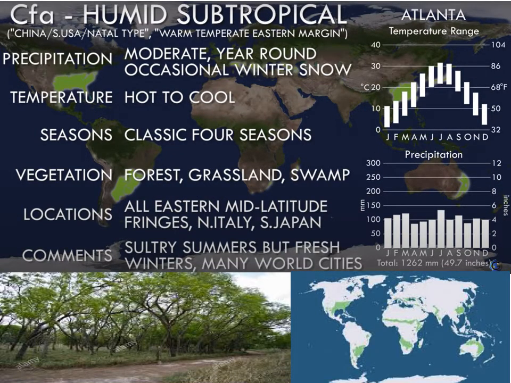Then CFA, humid subtropical. It lies in similar latitudes as the hot desert. These areas are toward the eastern frontiers of the continents. However, they experience tropical summer but cool winter and rain all around the year. These house an enormous population in many cities. Natural vegetation ranges from forest to swamps to grasslands. Much of the area has been given over to farming.